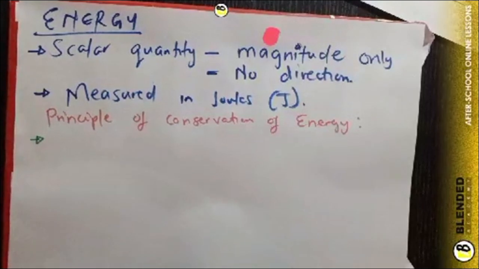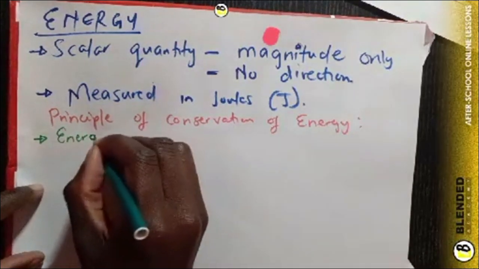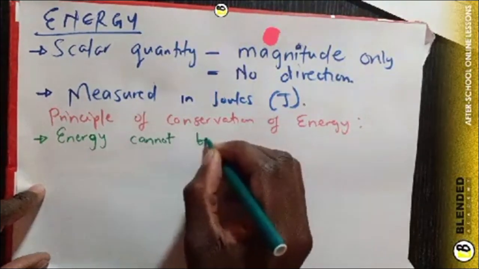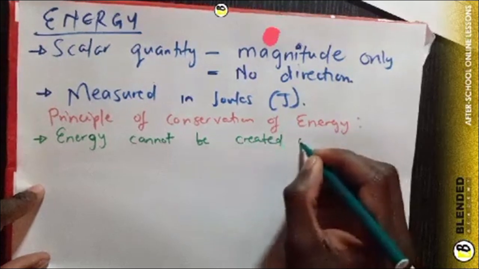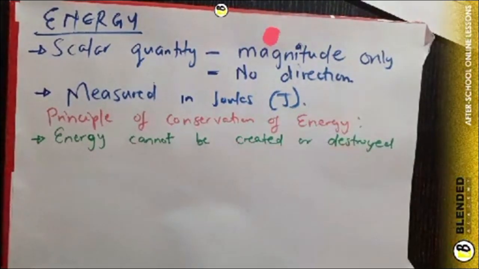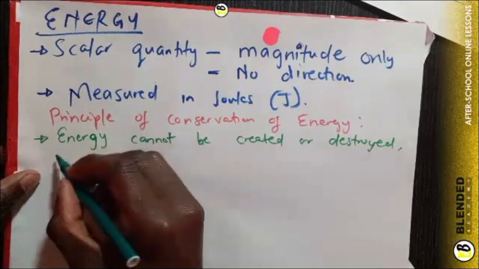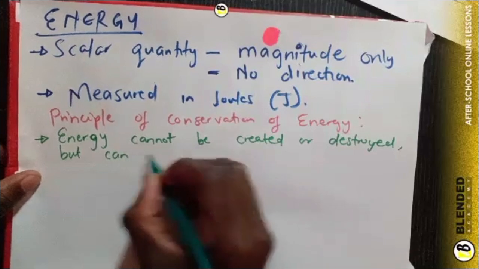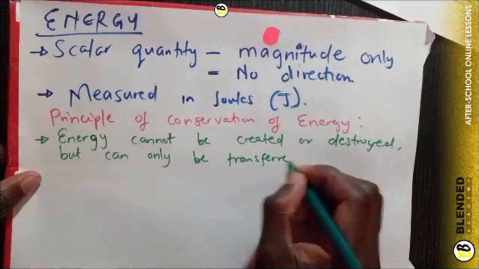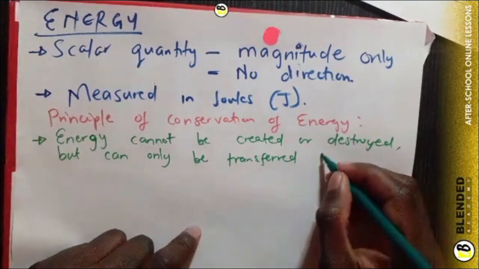Okay, so now this principle states that energy cannot be created or destroyed. You can't create or destroy energy. It can only be transferred from one form to another. All right, you can just transfer energy, but you can't create it or destroy it.